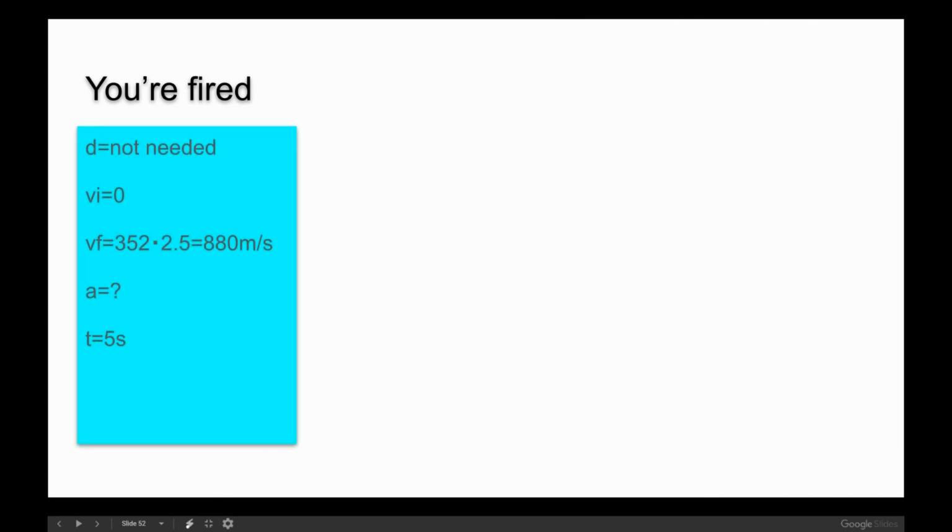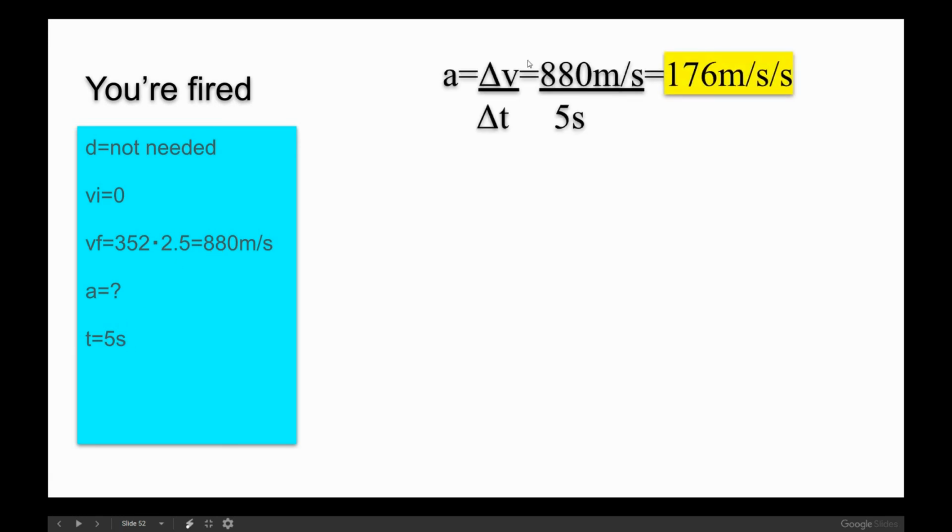We don't need to know the distance. What we need to know is the starting speed and the top speed of the missile. That's 880 meters a second in 5 seconds. This means the missile accelerated at 176 meters per second per second. That's only about 20 G. It's way less than the last two problems.